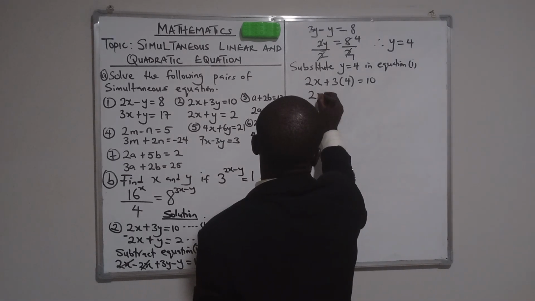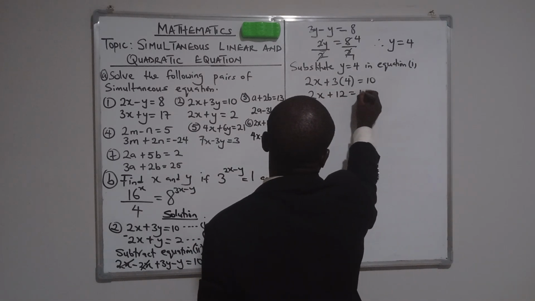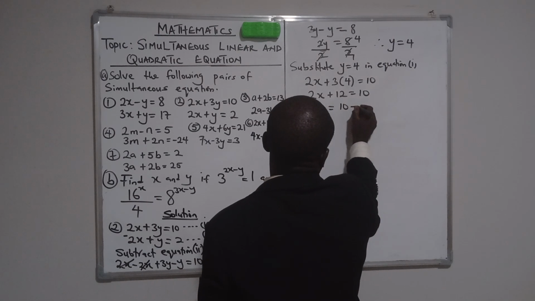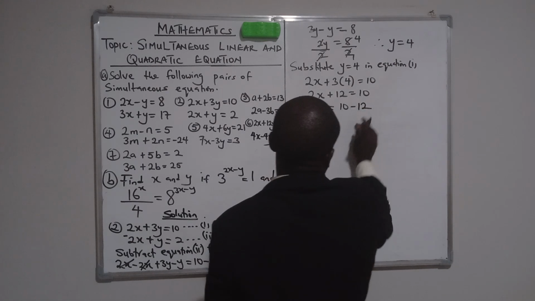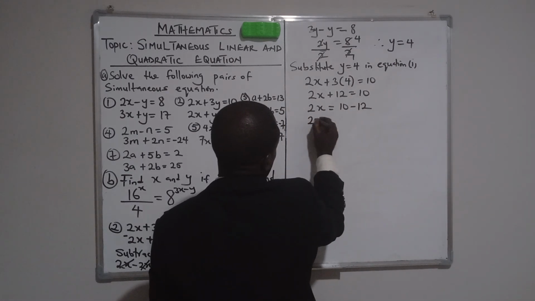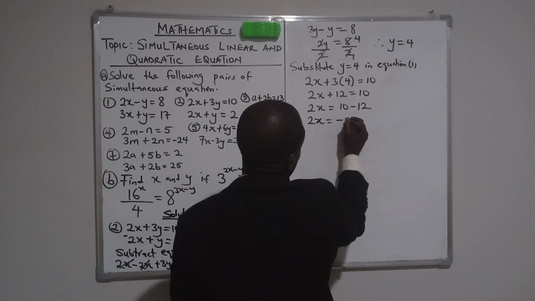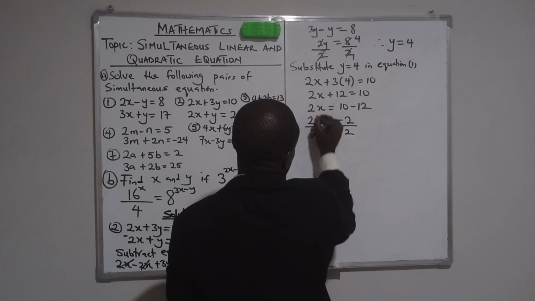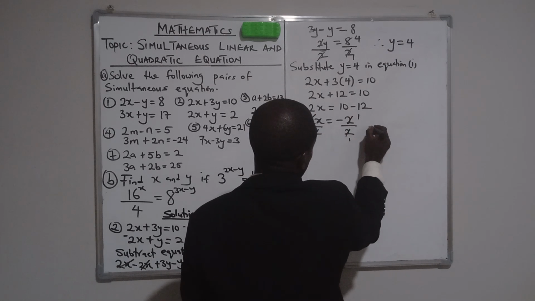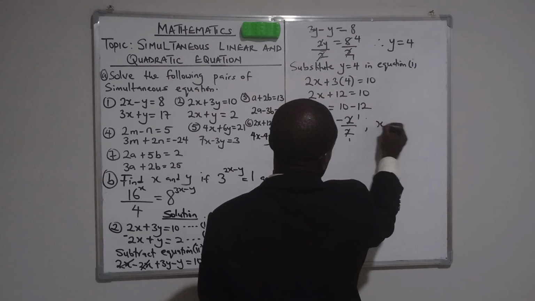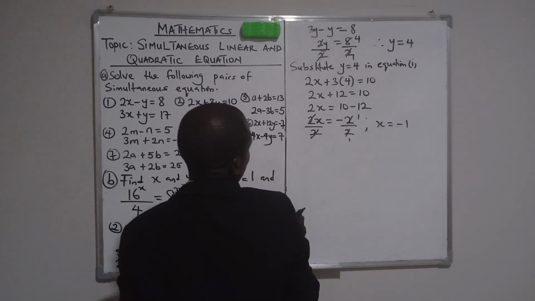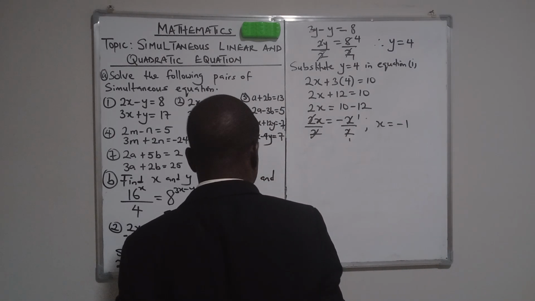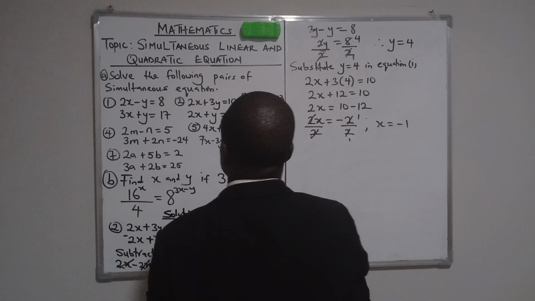Now you're having 2x plus 12 equals 10. 2x equals 10 minus 12, collect the like terms, take 12 to the other side. Now 2x equals minus 10 minus 12 is minus 2. Divide both sides by 2. 2 cancels 2, 2 1, 2 1. X equals minus 1. I see x equals minus 1. Y equals 4. Now let's check.